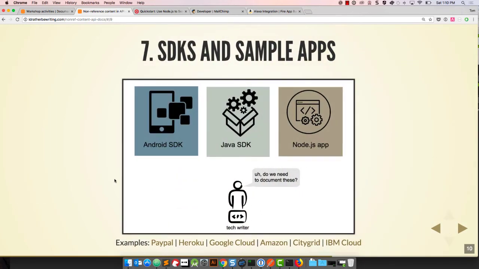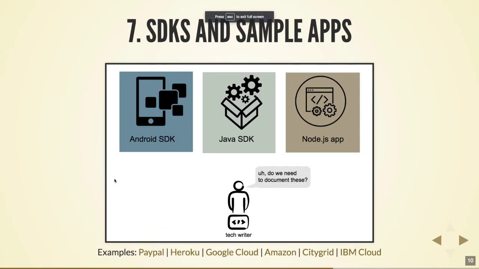Okay, now probably the most challenging one, SDKs and sample apps. I described what an SDK is earlier, software development kit. This accompanies an API, and it's in a specific language. Like, you may have an Android SDK that implements your API for Android phones. You may have a Java SDK or Node.js app, and you'll often be asked to publish these and create documentation for them. And this is where it gets really nerve-wracking, because you may be like, well, I don't know Android, I don't know Java, I don't know Node.